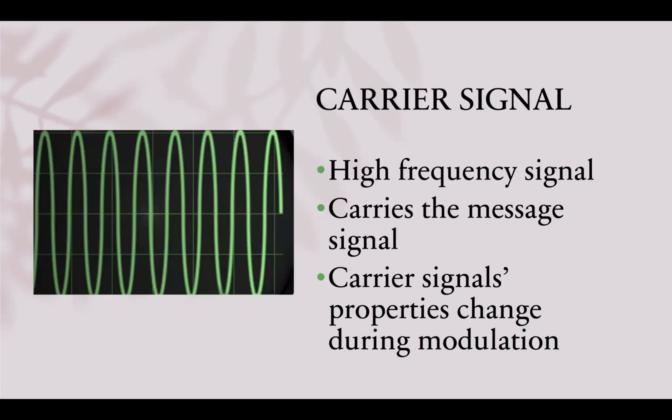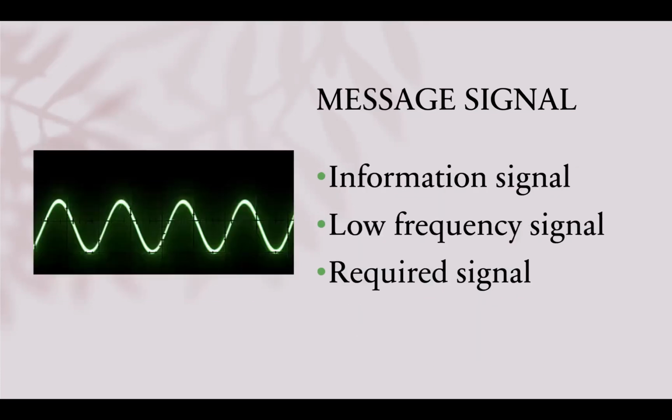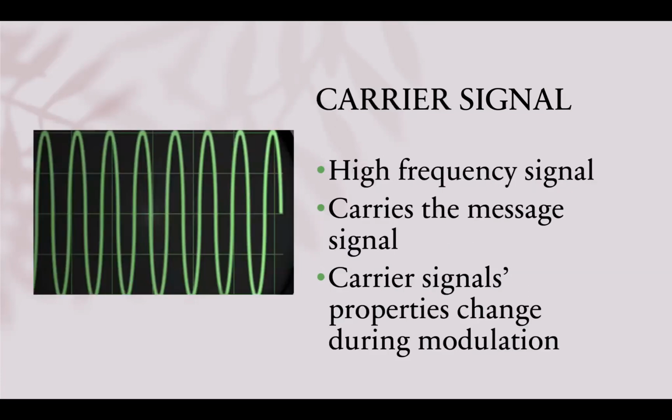The carrier signal is a high frequency signal. What we are going to do is place or superimpose our message signal over the carrier signal. Our message signal is a low frequency signal, and the carrier signal is a high frequency signal. Since a carrier signal can travel long distances, we can use it to send our message signal.